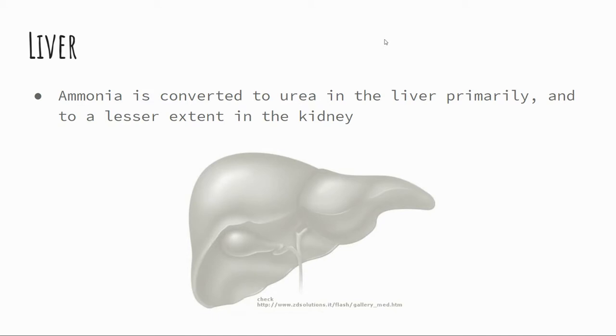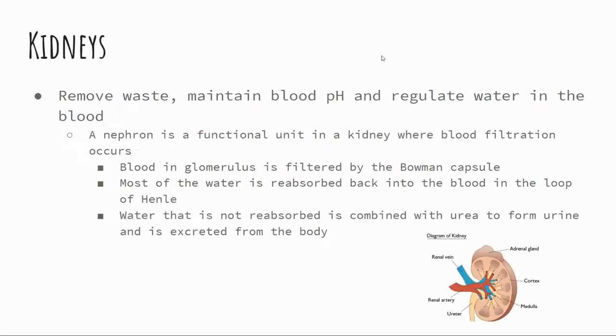So the liver is just as important in the excretory system as the kidney, if not a little bit more important. Kidneys remove waste, maintain blood pH, and regulate the water level in the blood. A nephron is a functional unit in a kidney where blood filtration occurs. That's an important vocab term for you to know.